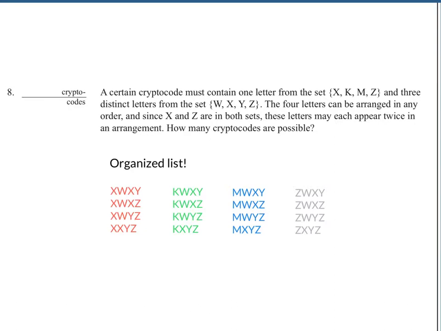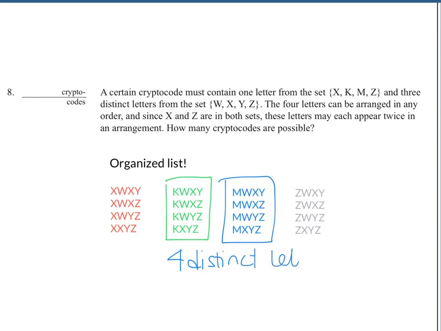So I want you to pick up on a couple things. Everything that starts with K, and everything that starts with M, these all have four distinct letters. So each of those combinations can be arranged in 4 factorial ways, or 24 ways.